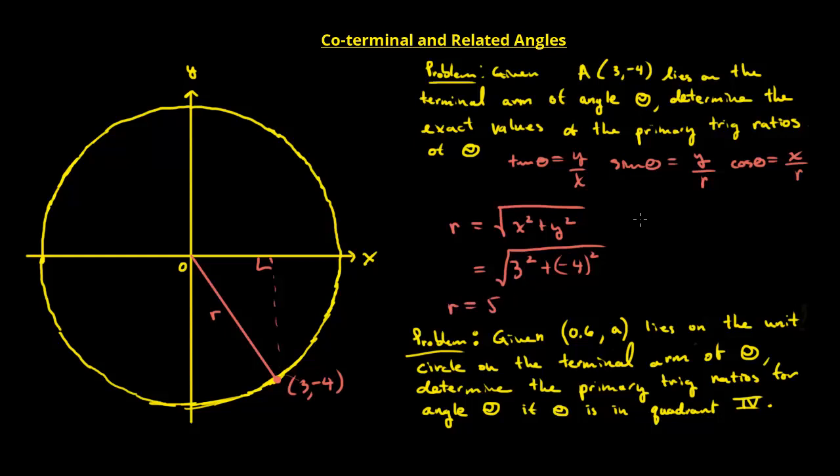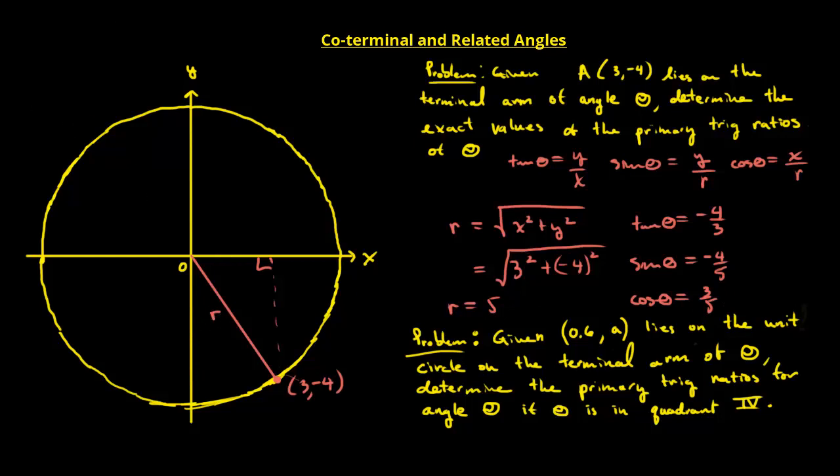Now that means that the tangent ratio, or tan theta, which is just y over x, we could have actually calculated before. It's minus 4 over 3. The sine of theta is equal to the y value divided by the radius, which is minus 4 over 5. And the cosine ratio is equal to the x value divided by the radius, which is 3 over 5. So r, this radius here, is actually equal to 5.